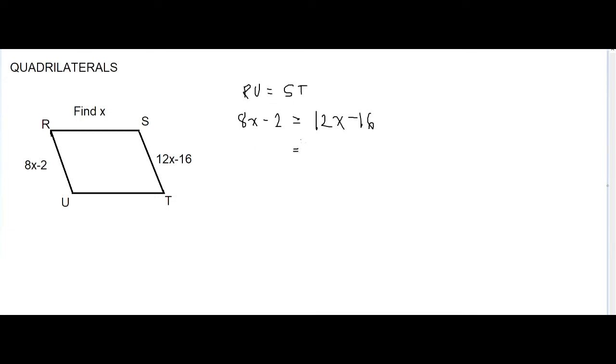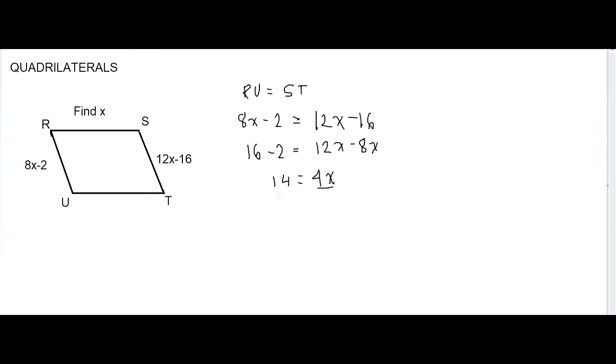Transpose. Sa pagte-transpose, ang i-transpose mo na lang yung mas maliit na value. For example, 8x plus 12x. Ano bang mas maliit doon? 8x. So, 8x ang lilipat. So, you have 12x minus 8x. Then, si negative 2 tas si negative 16. Sino bang mas maliit sa kanila? Mas maliit ang negative 16. So, kabila. So, we have negative 2 plus 16. Or, para mas madali, maiwan si negative 2 dyan. You have positive 16. From negative, magiging positive. Then you have 12x minus 8x is 4x. Then you have 16 minus 2 is equal to 14.